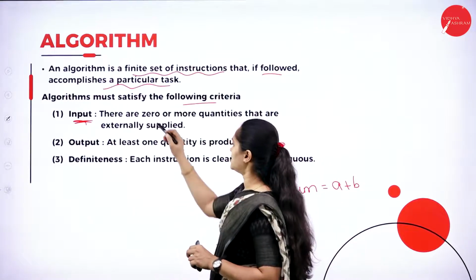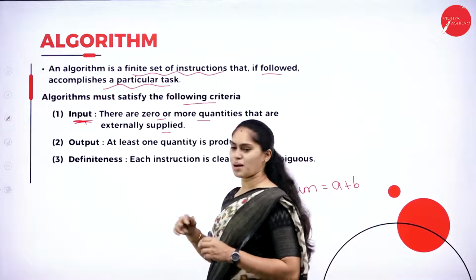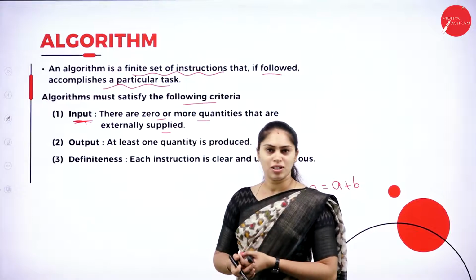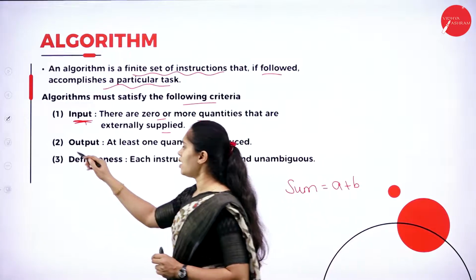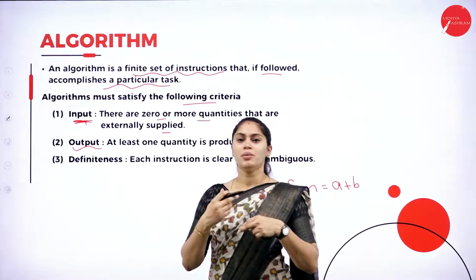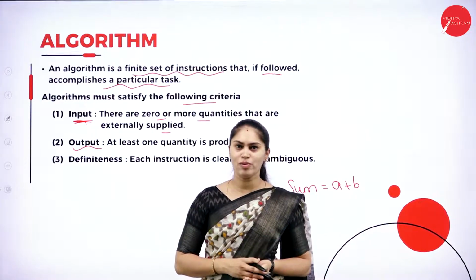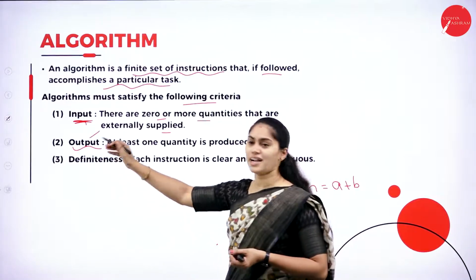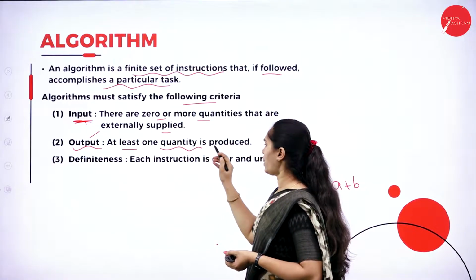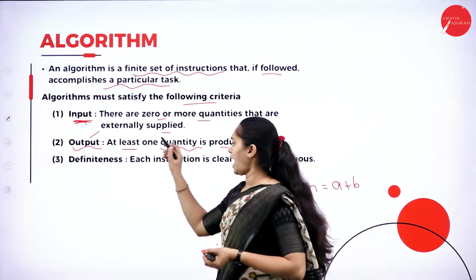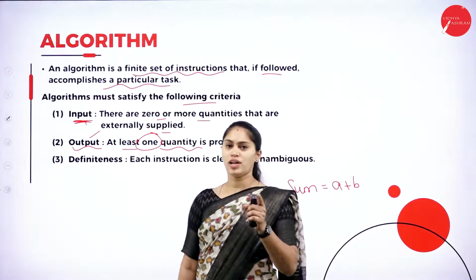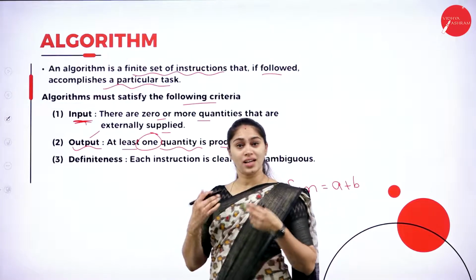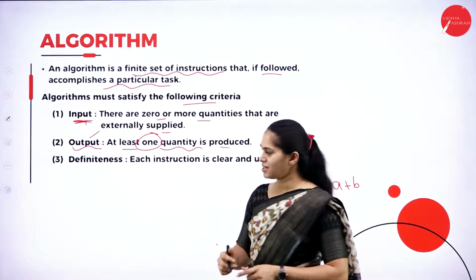So it has to take zero or more quantities that are externally supplied. We have to give the input from outside, then it will reach the computer, then it is able to process the solution. And also output. So after taking the input, processing will take place, or a calculation part will be done. After that, it has to give the resultant. That is what we call the output here. At least one quantity is produced. So here it has to produce at least one resultant. It should not be null or nothing. It has to give a certain resultant after taking the input and after doing the processing of that input.